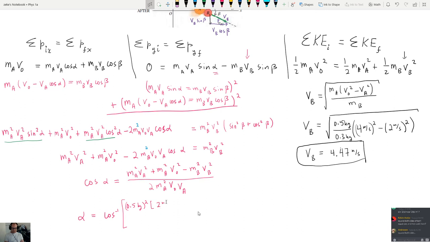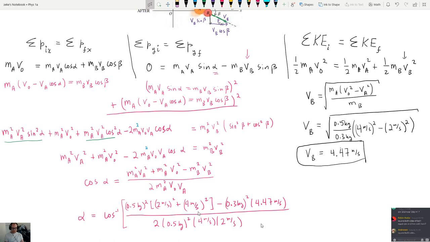Okay, 2 meters per second squared plus the initial was 4 meters per second squared minus MB, which is 0.3 kilograms, multiplied by VB, which we just calculated to be 4.47, divided by 2 times ma squared. And then v initial was 4. va was 2. And there we go. All that is equal to alpha.